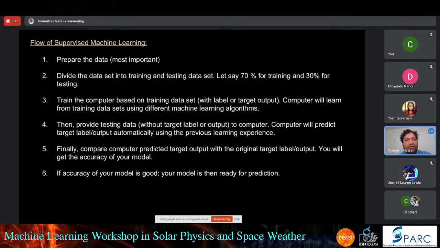So this is basically the flow of supervised machine learning: first we prepare the data. After the preparation of data, we divide the data set into testing and training, let's say 70% for training and 30% for testing. Then we train the computer on the training data set with labels or target output. The computer learns from this training data set using defined machine learning algorithms. After the learning process is over, we provide the testing data and the computer predicts the target label or output automatically using its learning experience. Finally, we compare the computer-predicted target output with the original target. That gives us the accuracy of the model. If the accuracy is good, then our model is ready for prediction purposes.